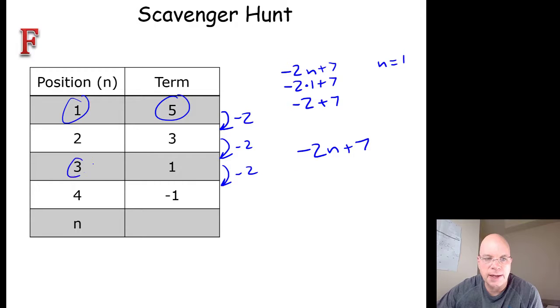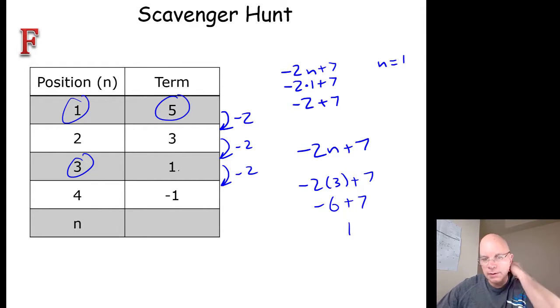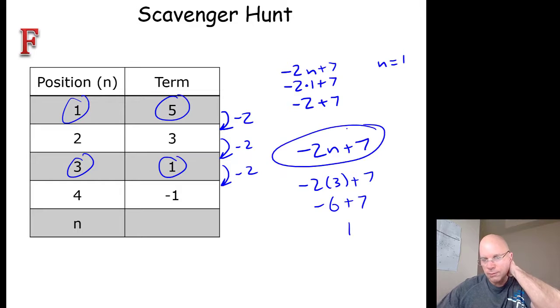I'm going to test it with n equals 3. Negative 2 times 3 plus 7 would be negative 6 plus 7, and that is positive 1. So that's the right rule for that arithmetic sequence.